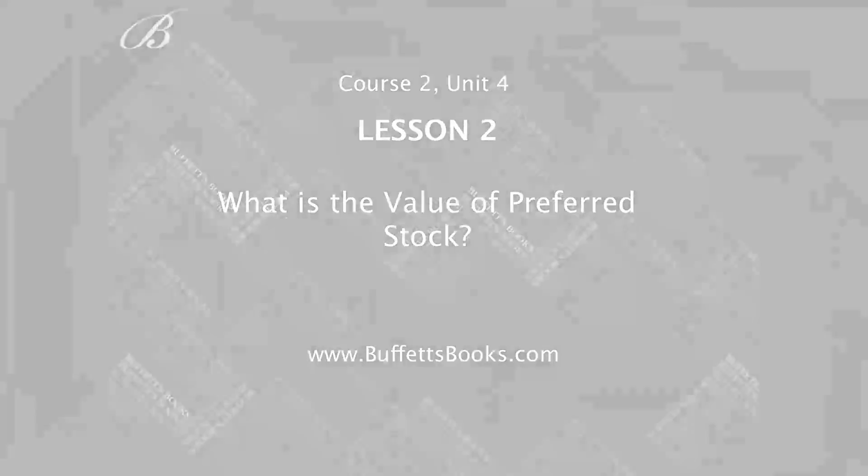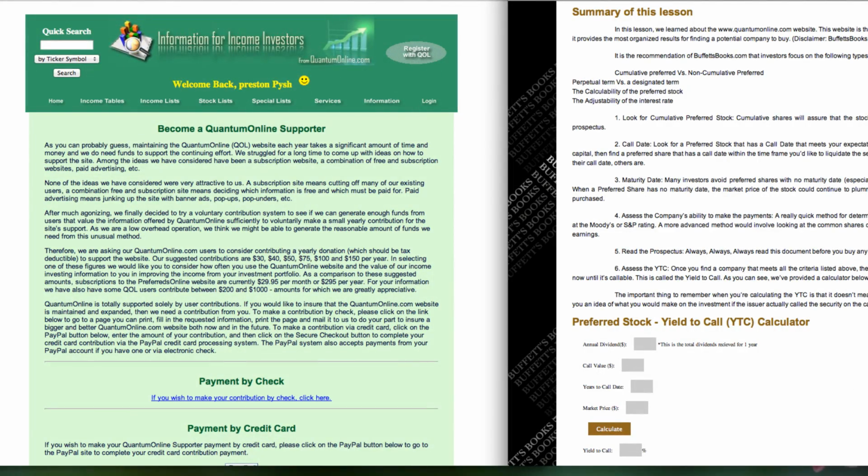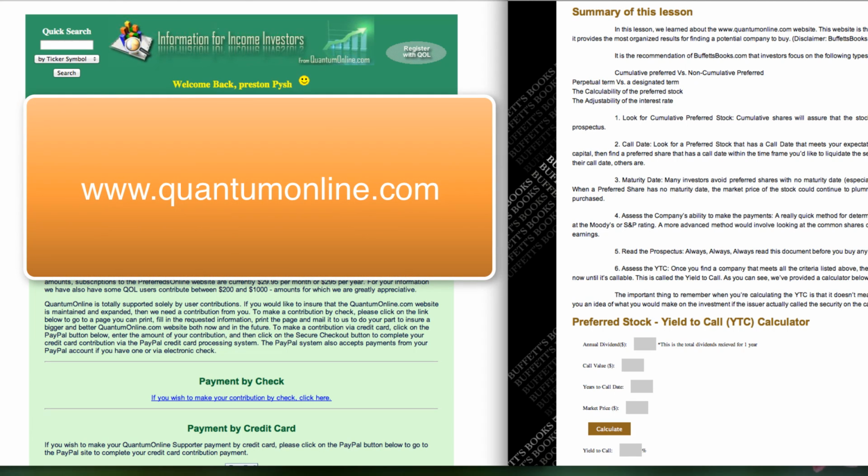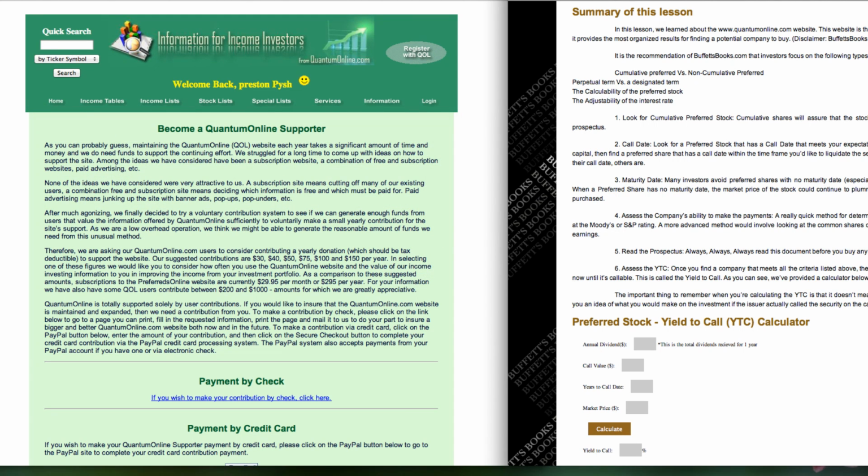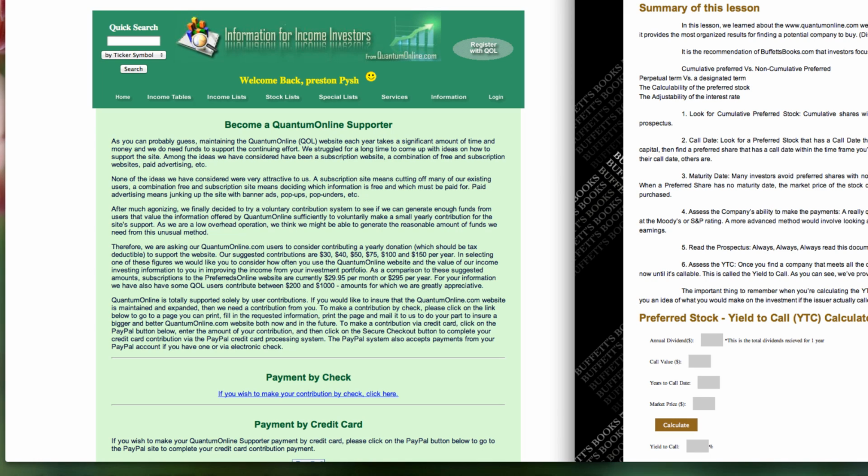So let's get started. On the left-hand side of my screen, I have a website up that's called quantumonline.com, and over on the right-hand side, you can see I have the buffettsbooks.com website up, which is probably the page that you're viewing this video from. And the reason I have the quantumonline.com webpage pulled up is because this is probably the best website you can go to in order to conduct research on preferred stock. So when you come to this website, everything on their site is free.